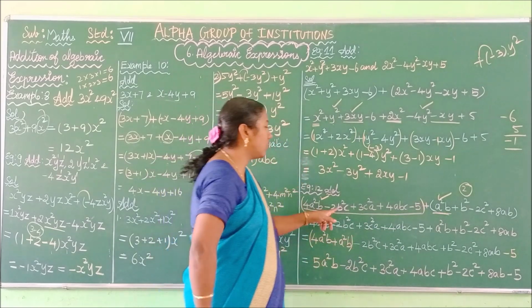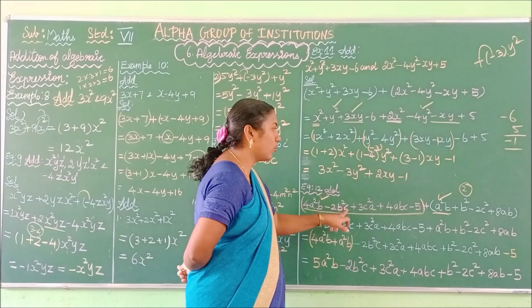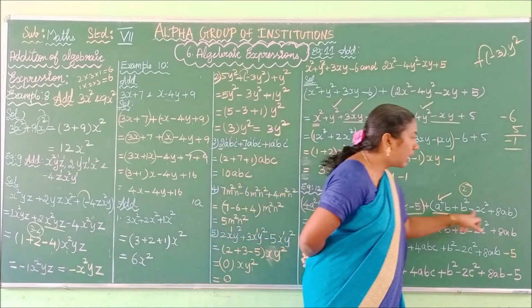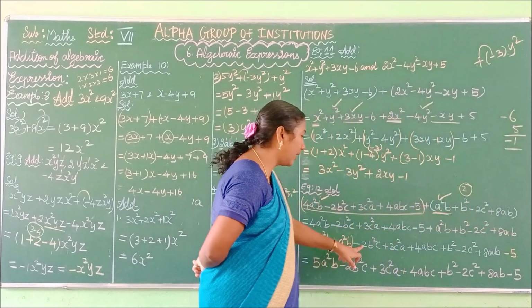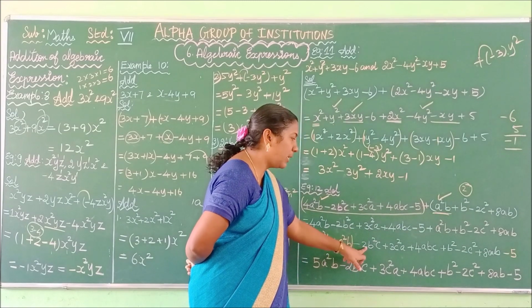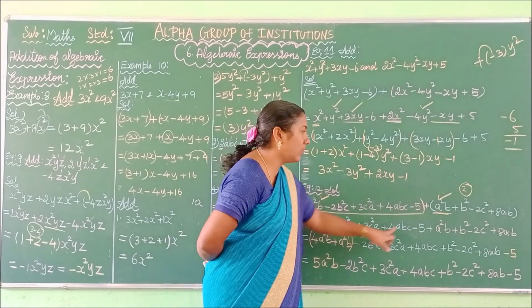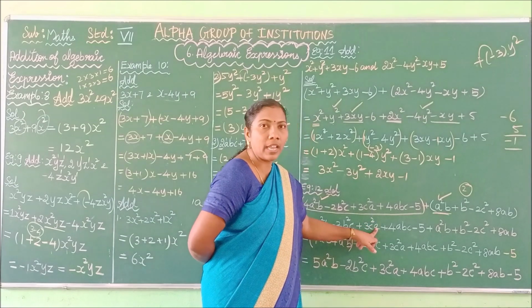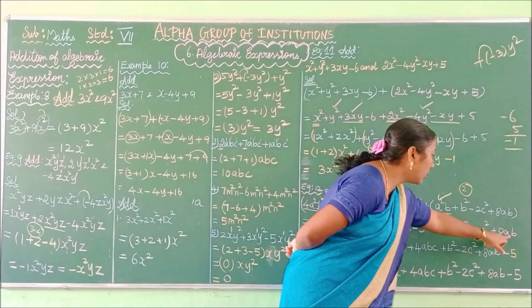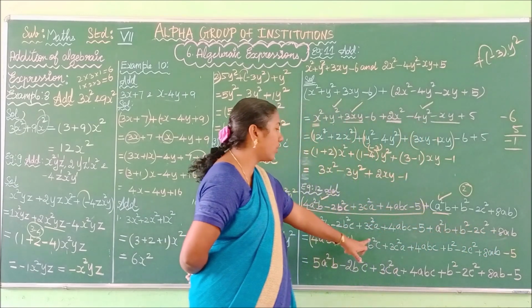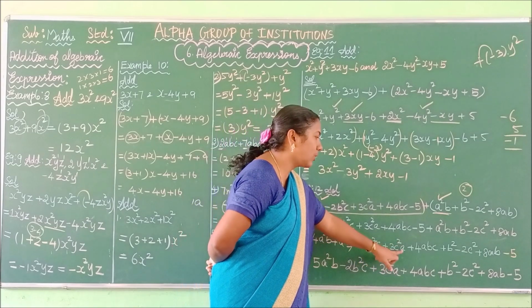Next let us check for any other term containing b square c. No term contains b square c, so write it as it is: minus 2b square c. Next check whether any term contains c square a as an algebraic factor. No term contains c square a, so write it as it is: plus 3c square a.